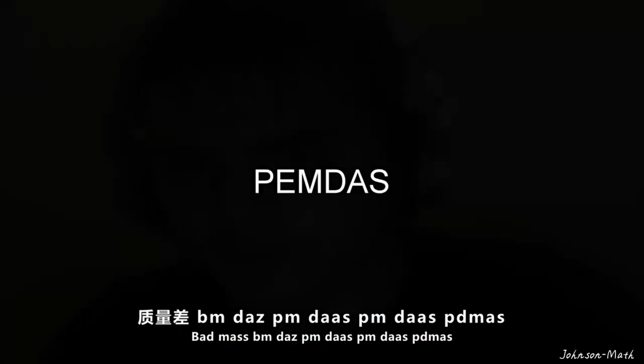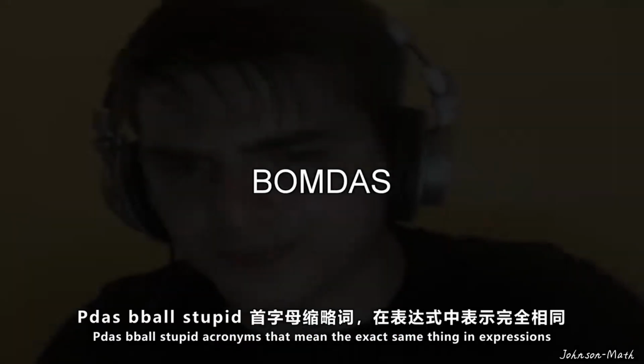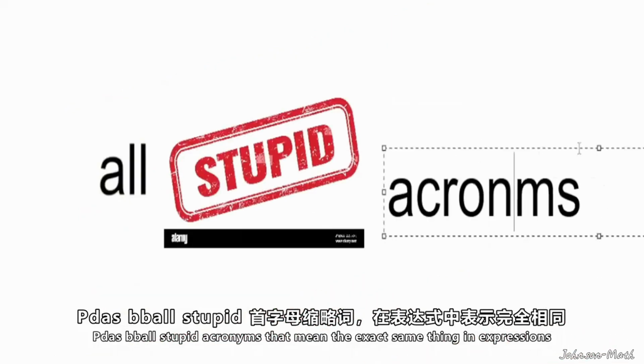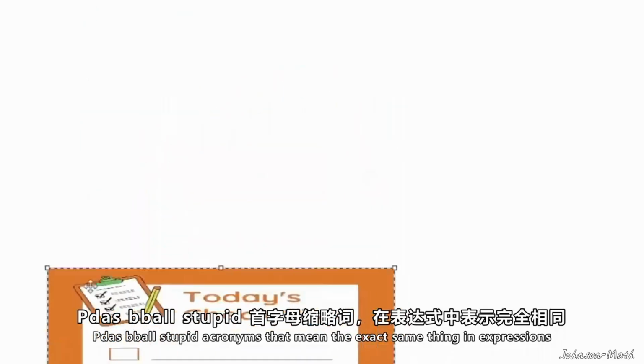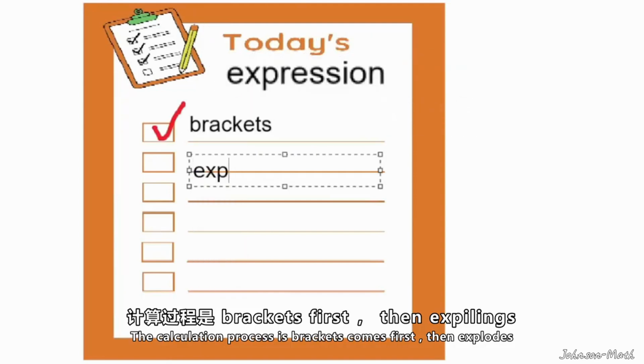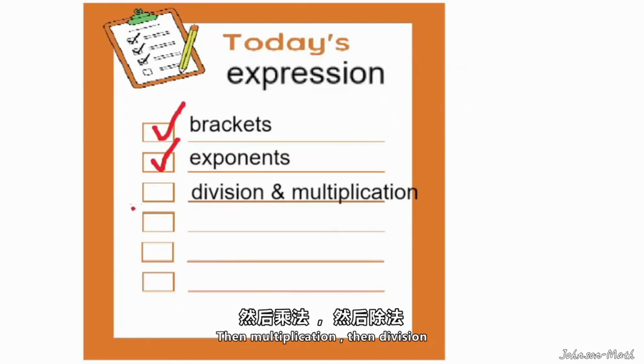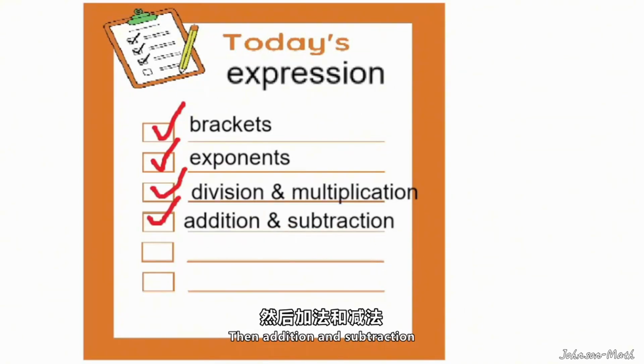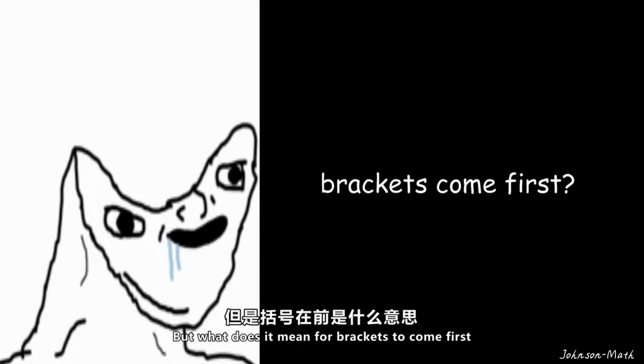Bedmas, PEMDAS, PIDMAS, OMDAS, GODMAS. All stupid acronyms that mean the exact same thing. In expressions, the calculation process is brackets comes first, then exponents, then multiplication, then division, then addition and subtraction. But what does it mean for brackets to come first?